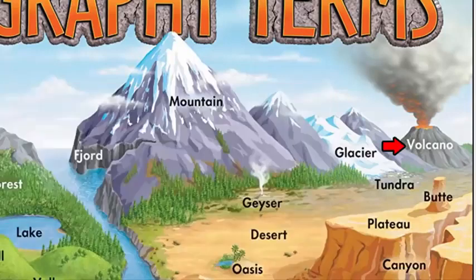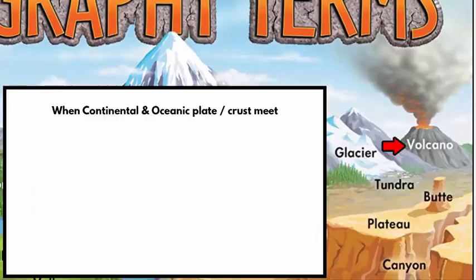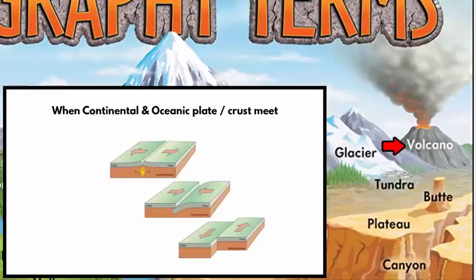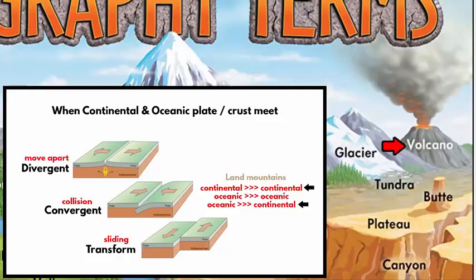Now you need to understand that tectonic plates are of two types. One is a continental plate and the other is an oceanic plate. When these tectonic plates meet, three types of boundaries are found: convergent, divergent, and transform. Several events can occur. The collision can occur between two continental plates, two oceanic plates, or between an oceanic plate and a continental plate. Mountains are usually formed when two continental plates converge or collide.